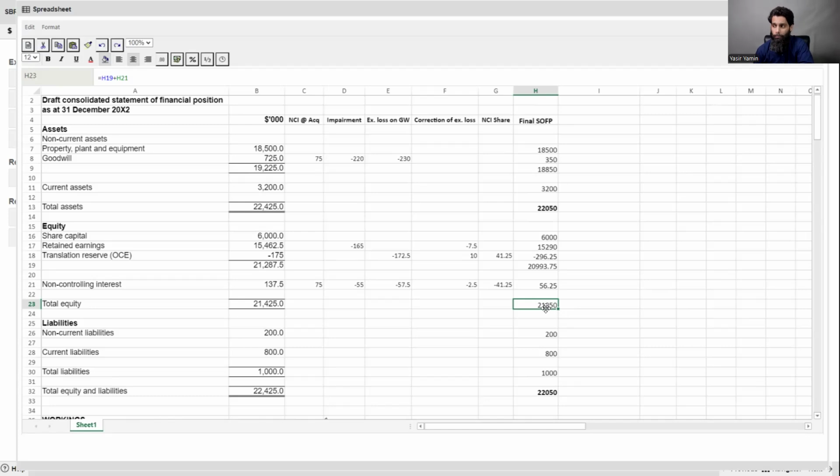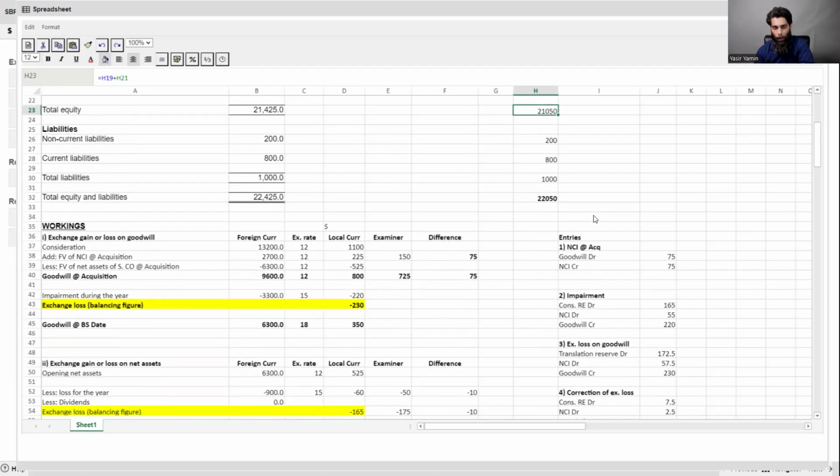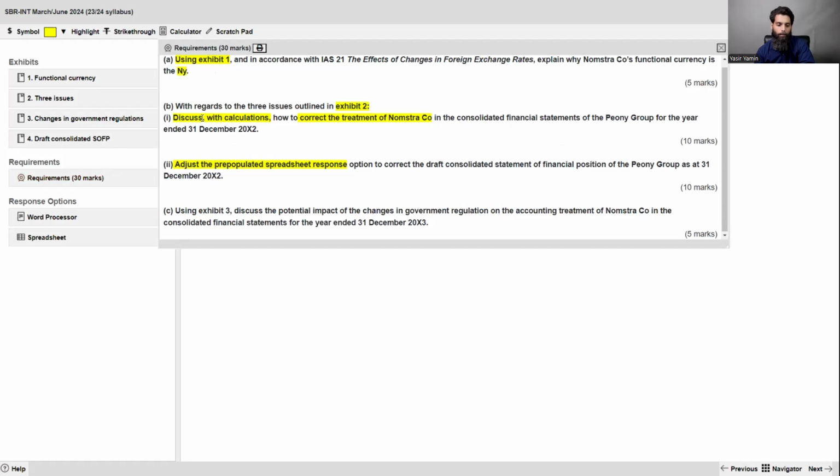All right. Now I would ask you one thing. Based on whatever we have discussed now, can you do a particular part which requires you to discuss? You see, I have done the calculations already on how to correct the treatment of Normstrom, but I want you to discuss this on your own. So most likely this is a 10-mark requirement. At least there will be 6 marks for a discussion. And discussion, what would you discuss? You will discuss whatever you have done in the calculations.